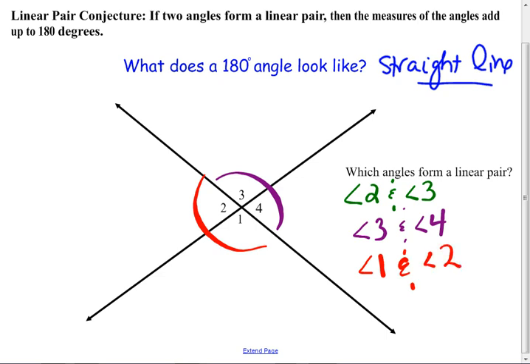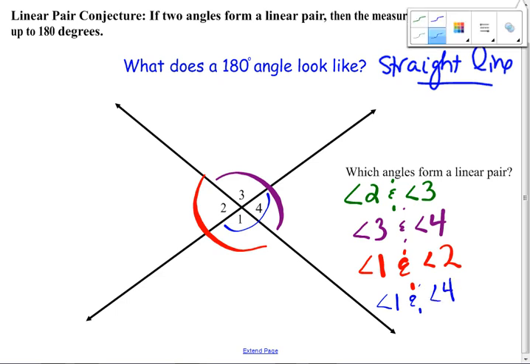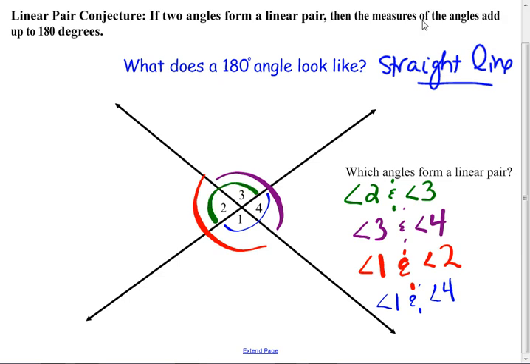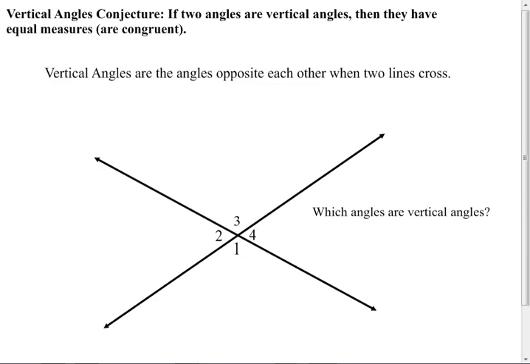Is there another pair, or do I have them all? No, I think there's another one. 1 and 4. 2 and 3 are there. And I'll actually color code that, 2 and 3 with these. I think I got them all. So you're going to solve problems finding angle measures using this information.